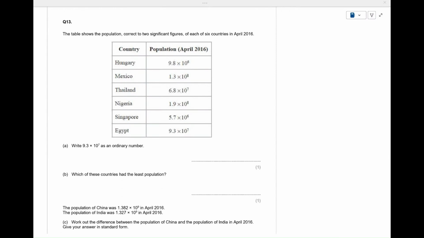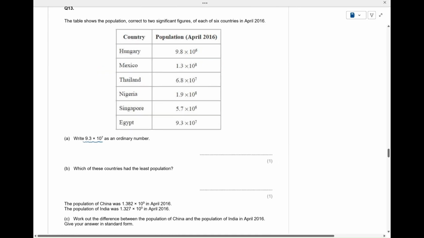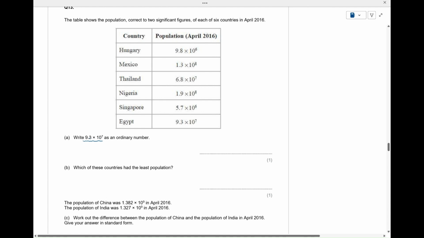Question 13. The table shows the population, correct to two significant figures, of each of 6 countries in April 2016. And there they are. Look, I see they're all written in standard form. Part A. Write 9.3 times 10 to the 7 as an ordinary number. Well, I've got to multiply it by 10 7 times. So the first one will bounce the decimal point over the 3. And then I'll have to multiply it by 10 6 more times. I'll put 6 zeros, 93 million.